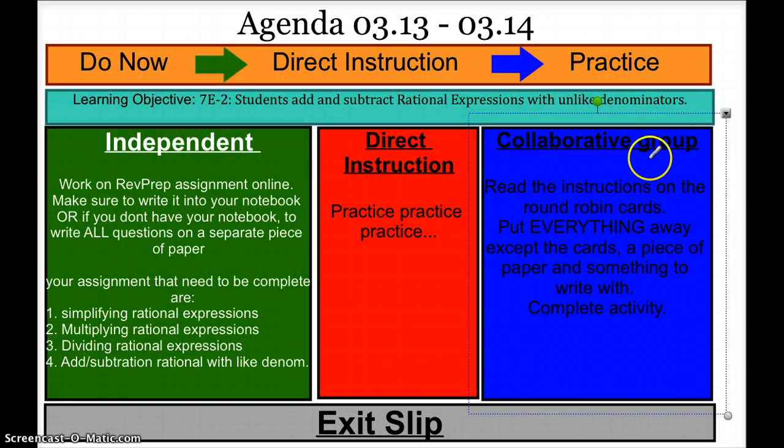Collaborative group, there should be a set of cards on your desk. Direct instruction, we'll do some practice in the back. I'll show you what it looks like to cancel first. Independent, I did add a new assignment. Just complete the ones that are not yet complete. Very, very few of you guys were done with everything. Write everything down. Everything.